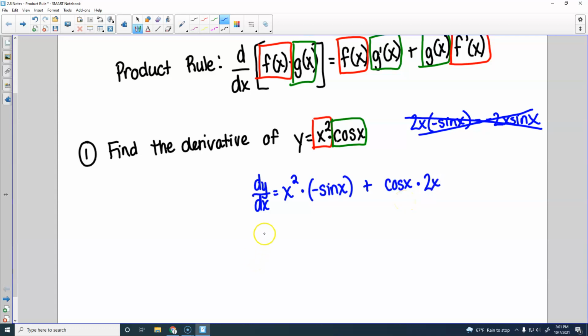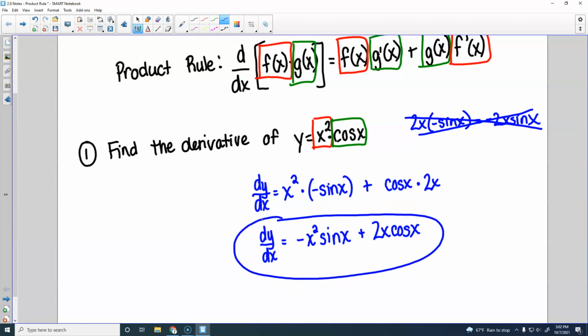And then after that, you want to clean it up a little bit if you can. There's not much you can do to this one. I'm going to make it negative x squared sine x plus, we typically write this 2x out front, 2x cosine x. This is our derivative. You know what? It's not that bad. The hardest thing about this is recognizing that you've got to use the product rule and not just taking the derivative of each one separately.